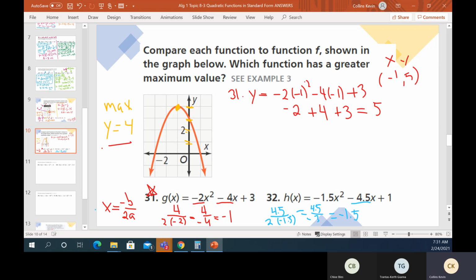All right, so again, we want to figure out what the y value is. That's really the key to these things. So this would be 32 up here. Our y value this time is going to be minus 1.5 times negative 1.5 squared, because that's this one right here. And then we have minus 4.5 times negative 1.5, and then finally plus 1. Yeah, so I definitely think we need our calculator for this one.